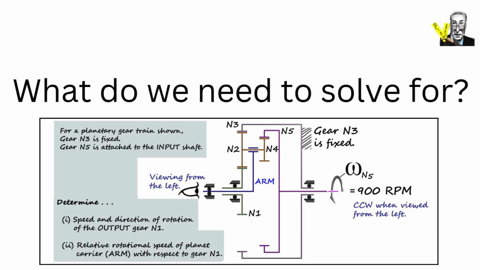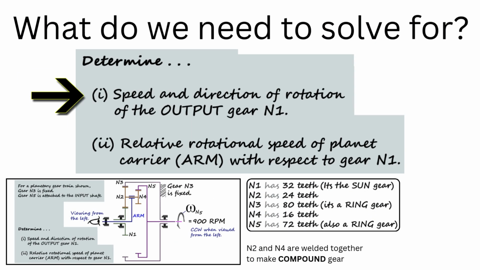Now let's see what we have to solve for. Well, the first thing is that we need to figure out what the speed of the gear N1 will be. And second, we need to find out the relative rotational speed of the planet carrier. For that, we will need to know the speed of the planet carrier.